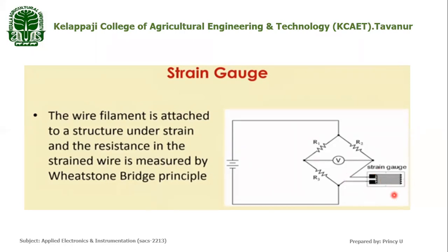So this change in resistance will produce a change in voltage here. So this voltmeter starts reading. So the voltage indicated by this voltmeter is proportional to the stress or strain applied on that solid material. So the wire filament is attached to a structure under strain and the resistance in the strained wire is measured by this Wheatstone bridge arrangement. Okay.